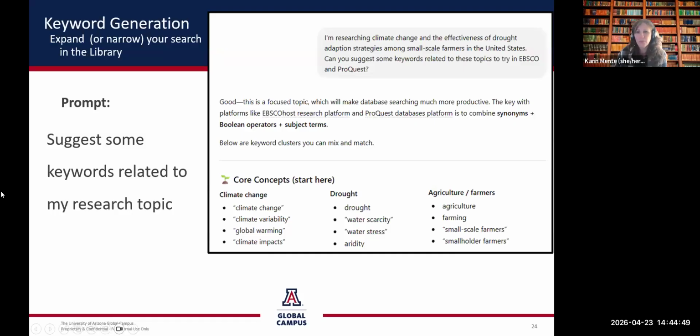Now, one of the most practical ways it can help you is just with keyword generation. Sometimes you don't know what you don't know. So when you have a research topic like climate change and you're looking for adaptation strategies among small farmers in the United States, it can be a really good jumping off point if you are just looking for different keywords to try in the database. So describe your research topic the same way you would explain it to a friend, and then ask it to suggest some keywords and see what you get. Oftentimes it just pulls out synonyms similar to what the natural language feature that we saw in the library does, but it can get you thinking about it in a different way.